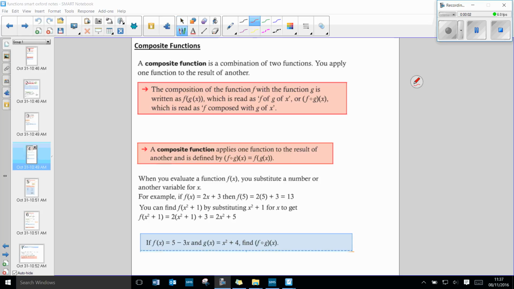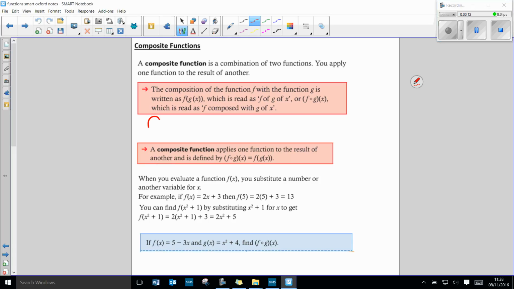All right, so composite functions is a combination of two functions. So we're going to apply one function to the result of another. There's different ways that we can see it written. We've just discussed we may have f(g(x)). You may have extra brackets around the f and the g(x), so that they may have put that bracket in to help you. You may also see f∘g(x).